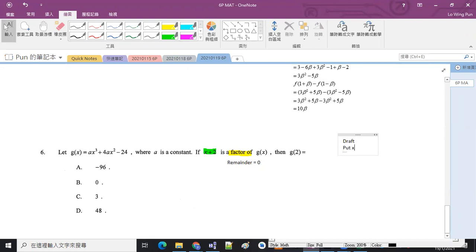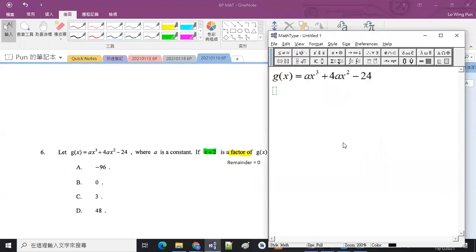In the draft, you put x plus 2 to be 0, and you calculated x is equal to -2, right? And -2 will be the number that you need to put into g(x) to calculate the remainder. So our remainder is calculated by putting the number into g(x). And the number should be -2.